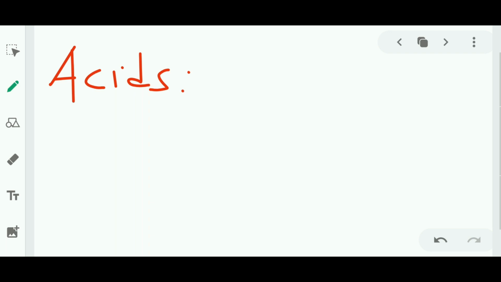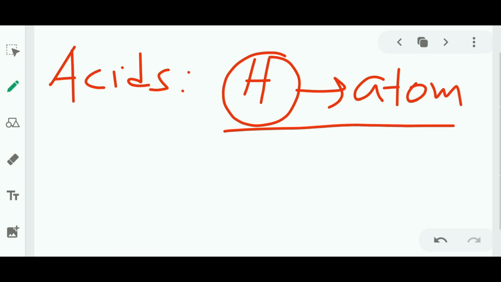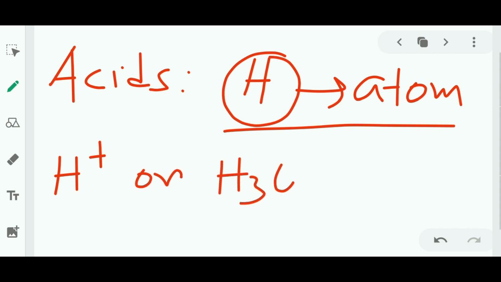So acids are hydrogen containing compounds which give H plus ion or H3O plus ion in aqueous solution. What is the meaning of aqueous solution? Aqueous solution means in water solution. So those which give H plus ion or H3O plus ion are known as acids. This is the concept of Arrhenius.